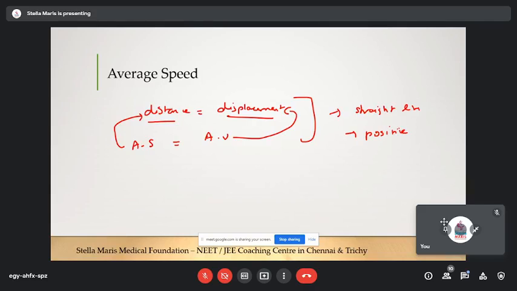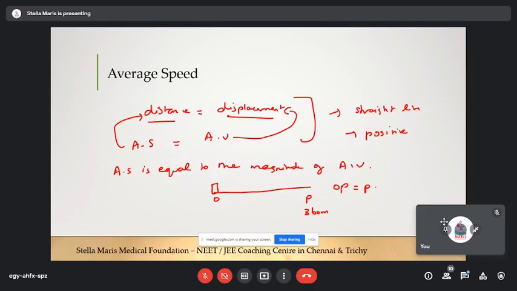And what I have said is that average speed is equal to the magnitude of average velocity. I'll give an example. Let's say 0 to P. The car has traveled from 0 to P, where 0 is the 360 meters we have seen earlier. So what is the distance, the path length from 0 to P? It is 360 meters. Then what will be the displacement? That is also 360 meters, because it is in the positive direction.